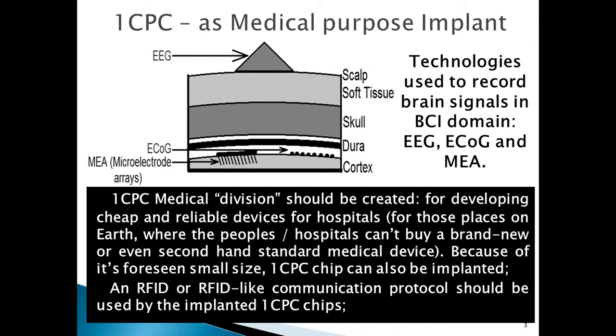1CPC as Medical Purpose Implant. In the image can be seen the technologies used to record brain signals in the BCI domain: EEG, ECoG, and MEA. A 1CPC medical division should be created for developing cheap and reliable devices for hospitals, for those places on Earth where people's hospitals can buy a brand new or even second-hand standard medical device. Because of its foreseen small size, the 1CPC chip can also be implanted. An RFID or RFID-like communication protocol should be used by the implanted 1CPC chips.